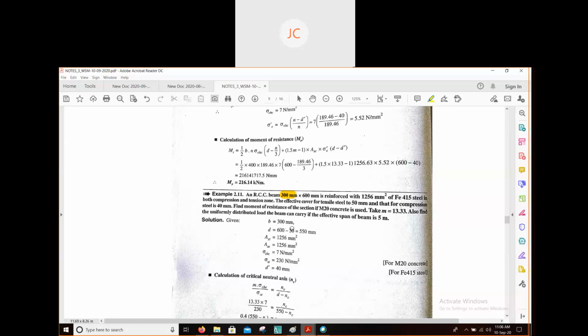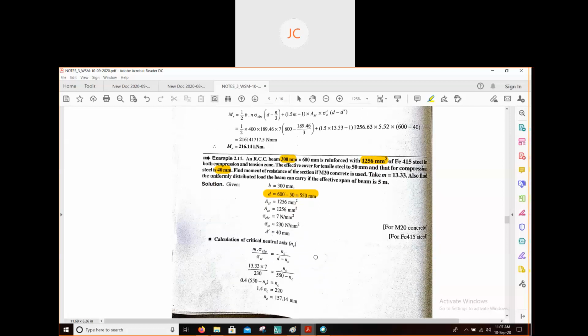So we assume that our effective cover is 50. So our effective depth will be 600 minus 50. Within bracket, you have to write down, assuming effective cover equal to 50 millimeter. So this d is this much. AST and ASC both are same, 1256. Sigma CBC will be 7 for M20, and sigma ST will be 230 for Fe415. D dash is given 40 millimeter.